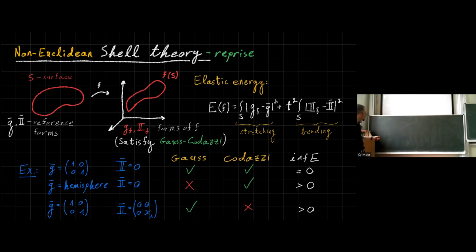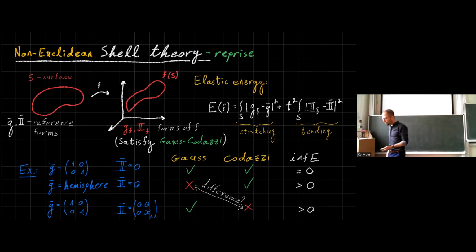And here indeed, the Gauss equation is satisfied because this has 0 Gaussian curvature and the determinant here is 0, but the Codazzi equations are not satisfied. Okay, so now a natural question is: is there a difference between violating Codazzi and violating the Gauss equation?